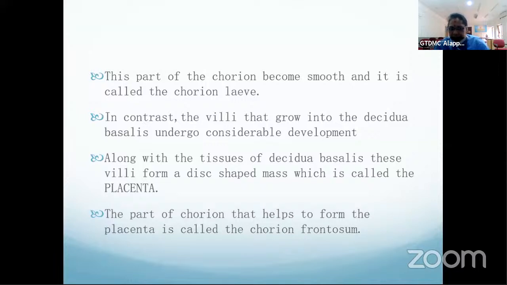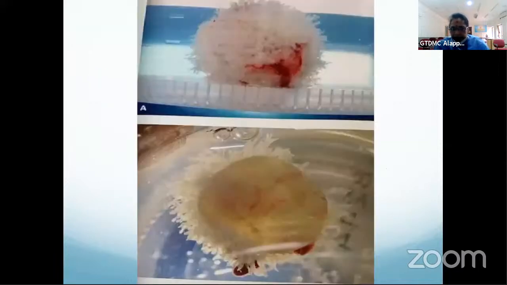Whether it degenerates, that is called the chorion laeve. So here you can see the villi all around. And in the second picture, only the chorion where the decidua basalis is, the villi are persisting.